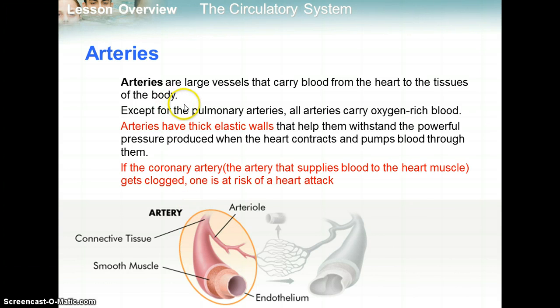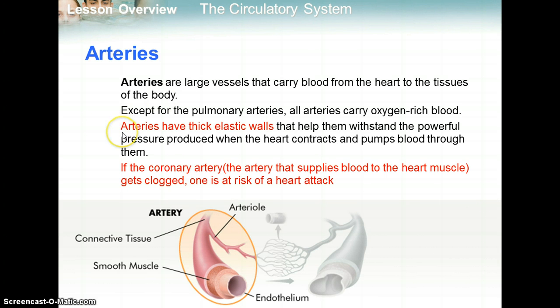Arteries are the large vessels that carry blood from the heart to the tissue. So it's carrying oxygen-rich blood in the arteries. Except for the pulmonary artery, all arteries carry oxygen-rich blood. Arteries mean blood is being pumped away from the heart. All arteries have oxygen-rich blood besides the pulmonary, because the pulmonary artery is the vessel carrying oxygen-poor blood to your lungs, so that blood can get reoxygenated in the lungs.